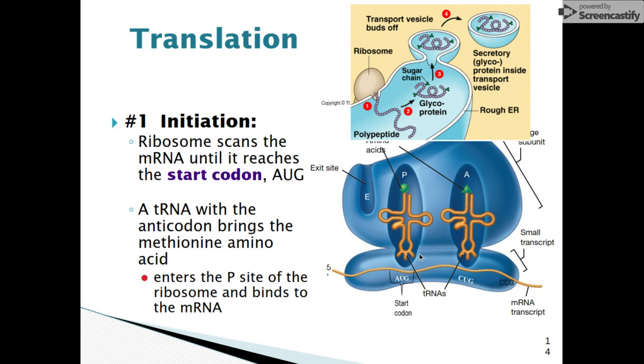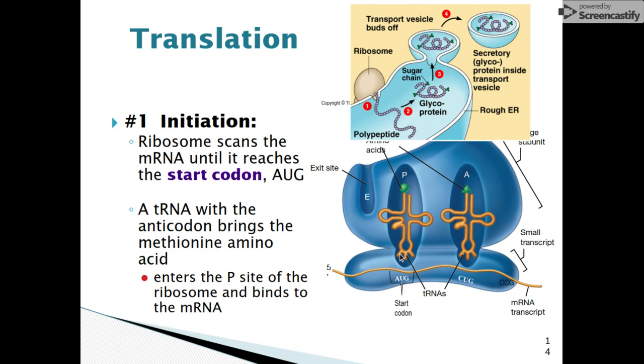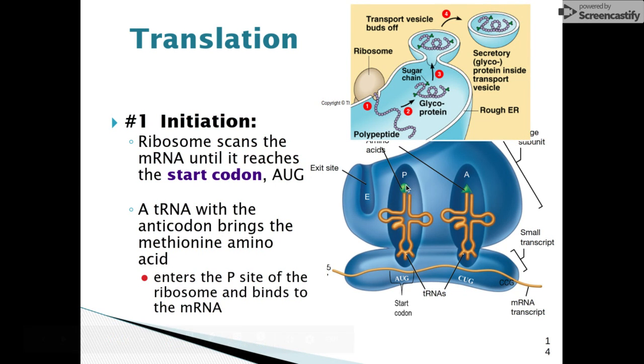What we see with these tRNA molecules is they have an anticodon that's going to match up with the codon. Our start codon is AUG. The anticodon on the tRNA is going to be UAC. This is how the ribosome knows which amino acids to use, because the tRNA has a code that's going to match up with the codon on the mRNA, and it has a specific amino acid attached. So we find that start codon, and it brings in methionine.